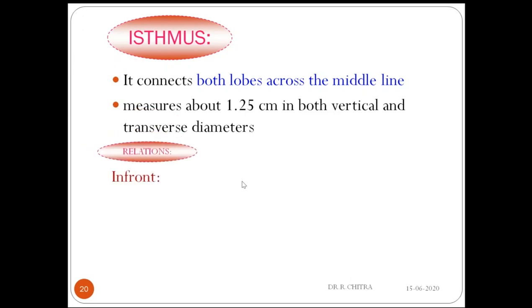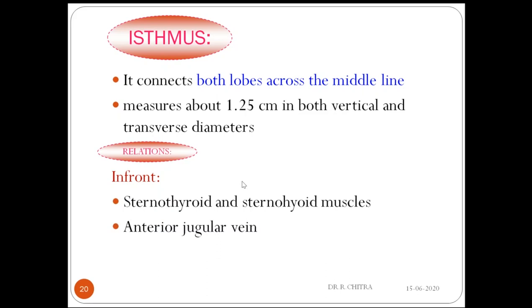So relations in front. What are the relations? The same muscles which are covering the superficial surface of the lobe will be extending to the isthmus also. What are the muscles? Sternothyroid and sternohyoid muscles, and the anterior jugular vein will also be present in front of the isthmus. Behind, again it is simple, it is situated in front of the tracheal rings. What are the tracheal rings? Second, third and fourth tracheal rings. So that is the behind relations.